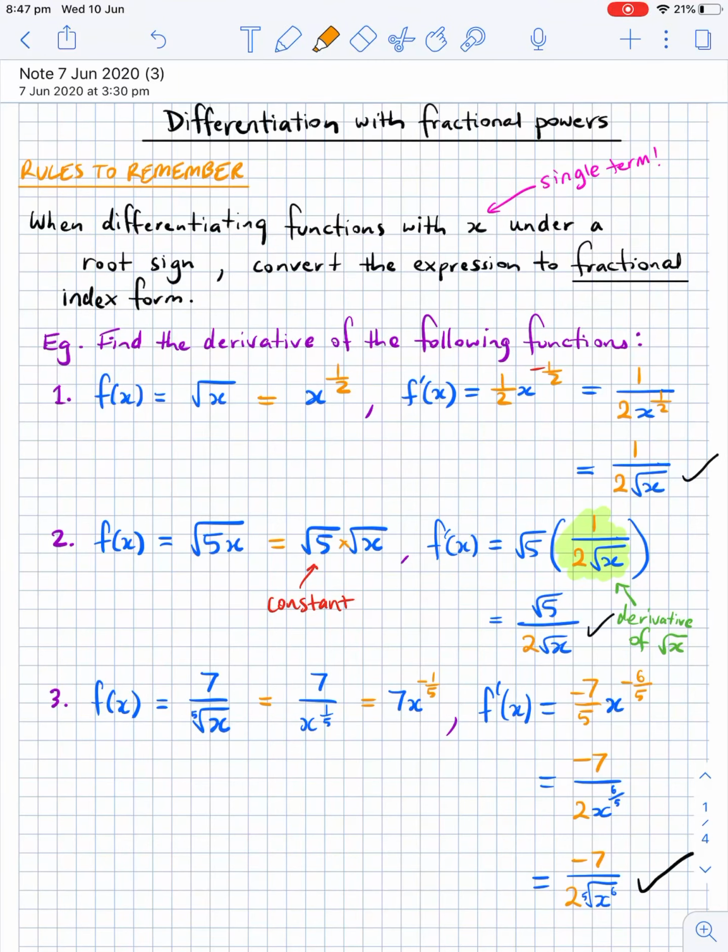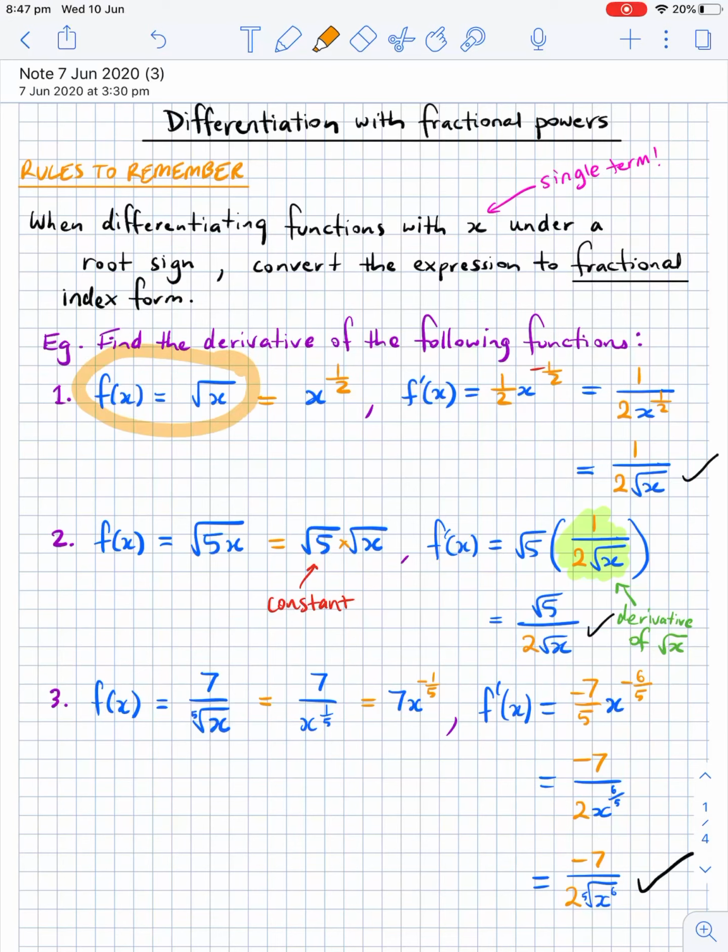Hi guys, for today's lesson we're going to be dealing with differentiation with fractional powers. So when you're differentiating functions with x under a root sign, and make sure this x is just a single term, we need to convert the expression to fractional index form to be able to differentiate. So, for example, find the derivative of these functions below.